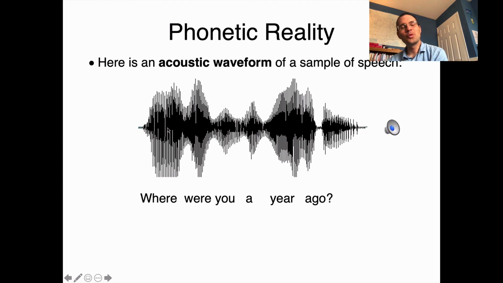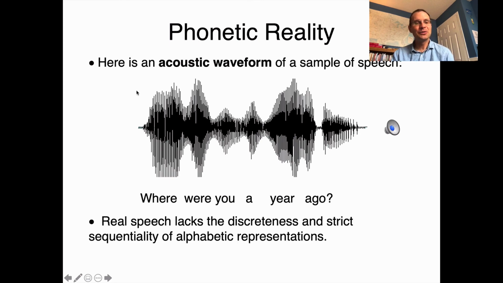So one word just kind of blends into the next in real speech. Our mind imposes that structure on top of it when we perceive it, but in an acoustic objective reality, one sound just flows into the next, which makes it, again, kind of hard to impose this sort of artificial structure on it when we're trying to do transcription. So real speech lacks the discreteness and strict sequentiality of alphabetic representations.